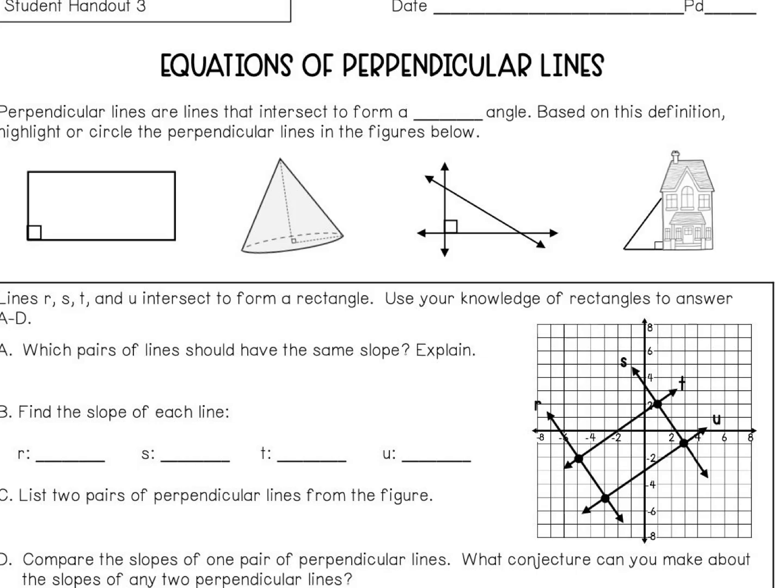Perpendicular lines are lines that intersect to form a right angle. You could put a right angle symbol here, or you could put a 90-degree angle here. Based on this definition, highlight or circle the perpendicular lines in the figures below.